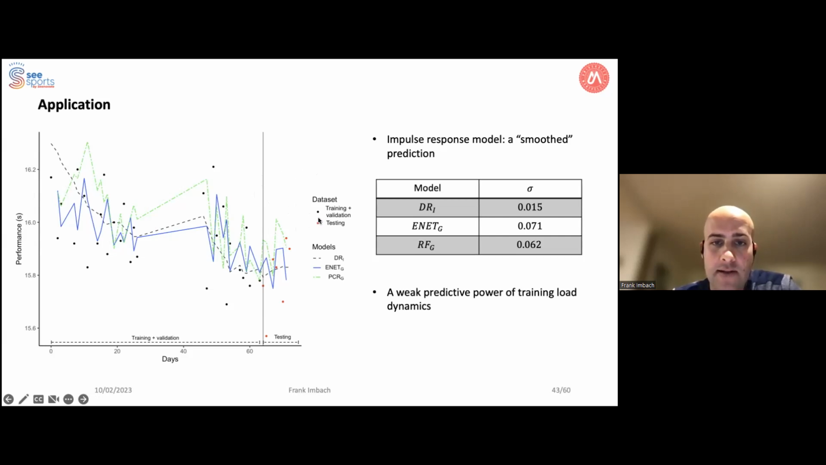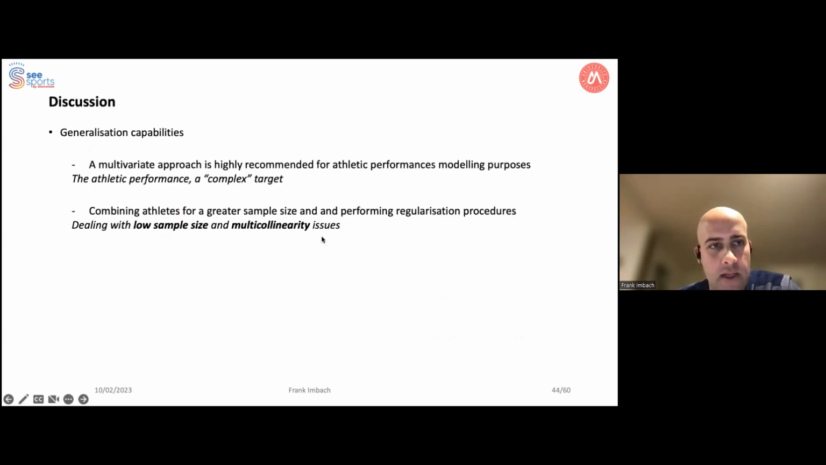So we can say that training load has a weak predictive power because it's kind of an average or mean model. And in the elastic net, one point is that we have a high influence of the autoregressive component, so the past performance over other features. In terms of generalization capabilities, the multivariate approach is naturally highly recommended for athletic performance modeling purposes because athletic performance is a complex phenomenon. And combining athletes for greater sample size and performing regularization procedures is interesting. It allows for dealing with low sample size issues and multicollinearity between predictors.